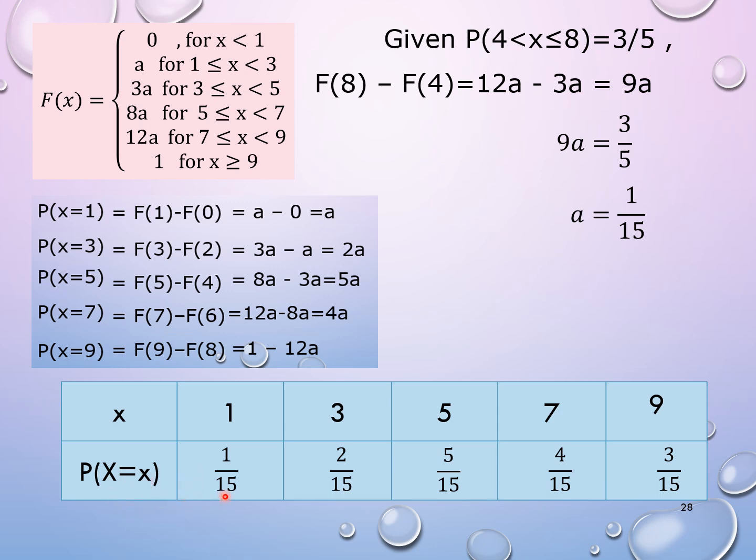The probability for x equal to 1 is 1 over 15. How do I get 1 over 15? Here, a, and a here is equal to 1 over 15. And probability x equal to 3 equals 2a. 2a means 2 times 1 over 15. So you get 2 over 15 and so on until you get the probability x equal to 9.